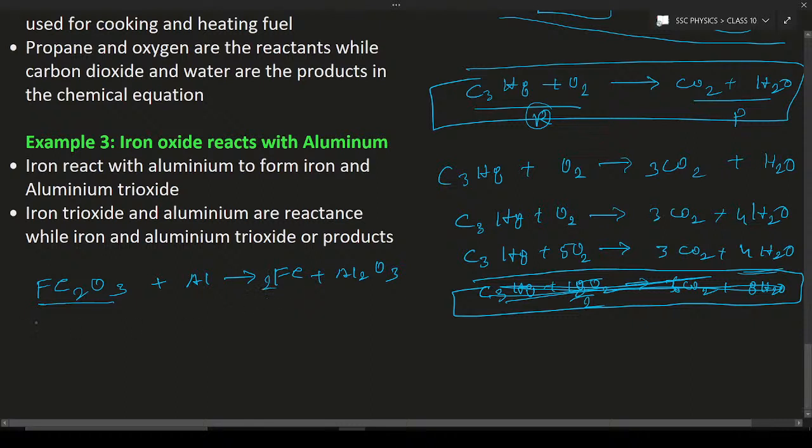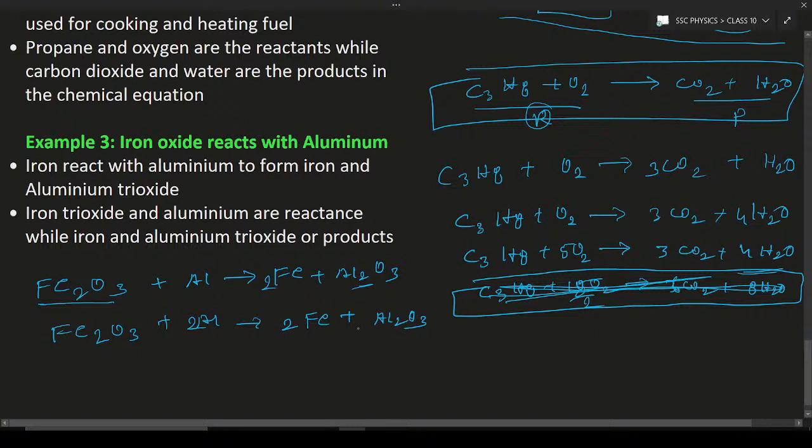Here it is again not balanced. So write the equation again: Fe2O3 plus Al. Because here 2 aluminiums are there, put 2Al. 2Al gives rise to 2 iron atoms plus Al2O3. So this is the chemical equation.